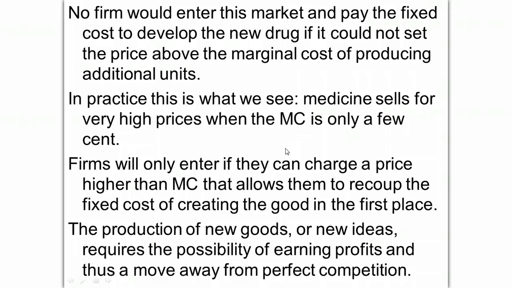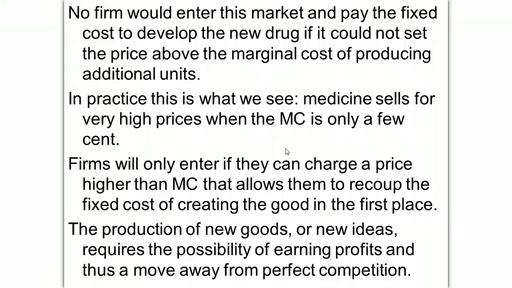So no firm would enter the market and pay the fixed cost to develop the new drug if it could not set price above the marginal cost of producing additional units. So if you are going to invent the new medicine, and that costs 400 million, but then as soon as you issued the product, you could only sell it for the cost of production, 5 or 10 cents, you're never going to get your 400 million back. It's impossible. The profit simply isn't there.